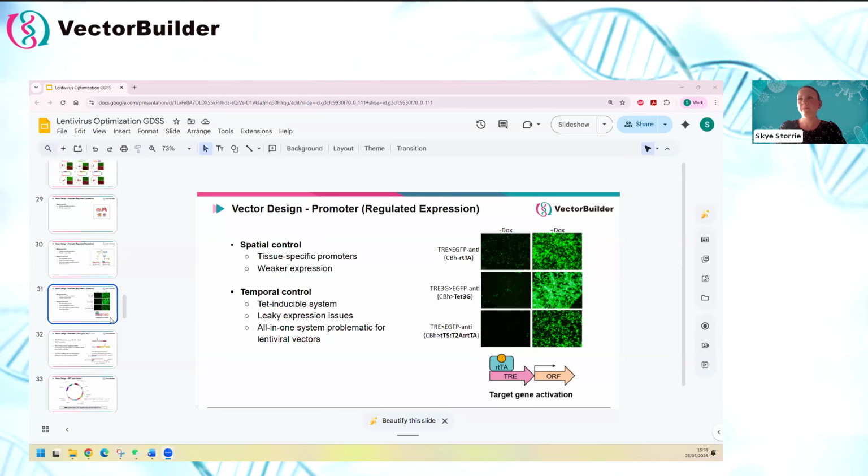Awesome. Thank you, Skye. Is it standard for lentiviral transgene plasmids to have low yields even if you use a high copy backbone? How do you fix this issue?